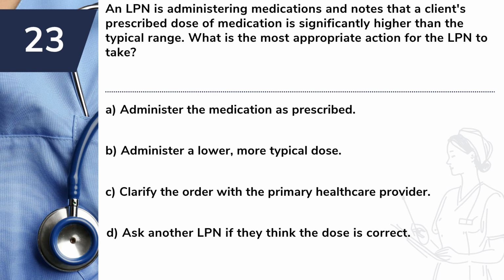Question 23. An LPN is administering medications and notes that a client's prescribed dose of medication is significantly higher than the typical range. What is the most appropriate action for the LPN to take? A. Administer the medication as prescribed. B. Administer a lower, more typical dose. C. Clarify the order with the primary healthcare provider. D. Ask another LPN if they think the dose is correct.